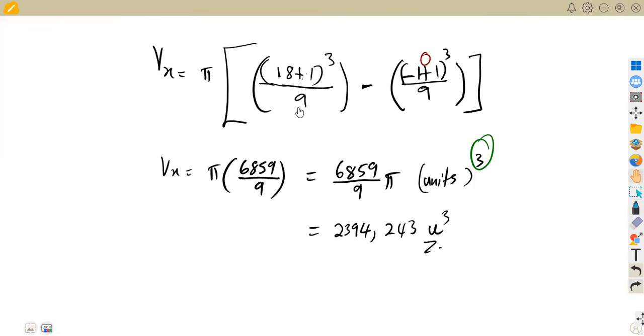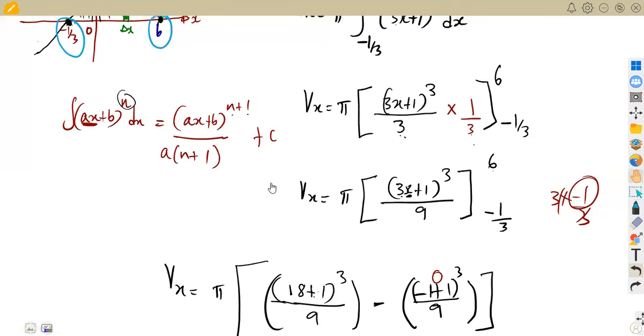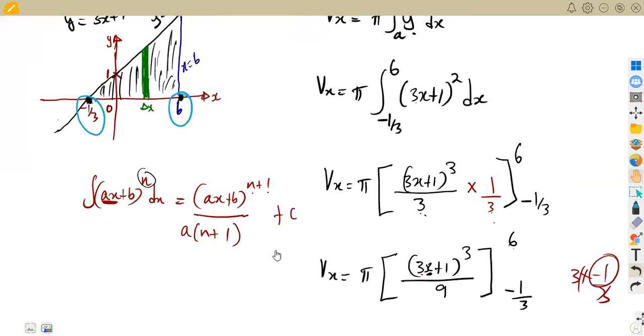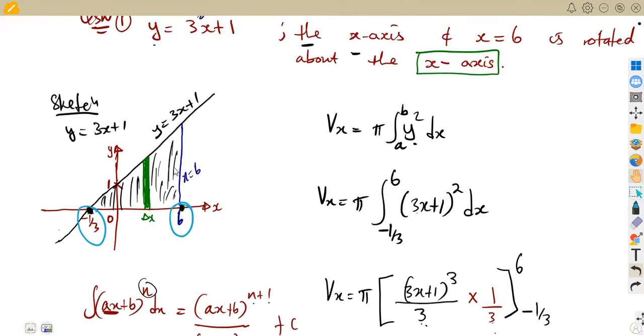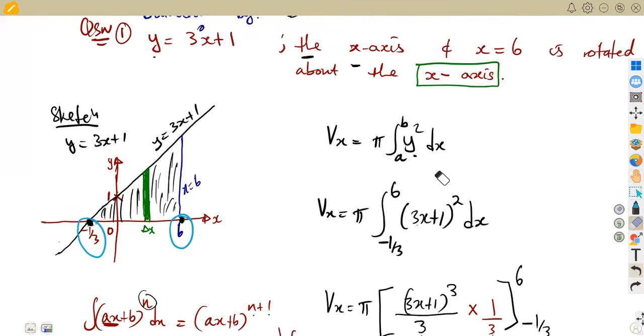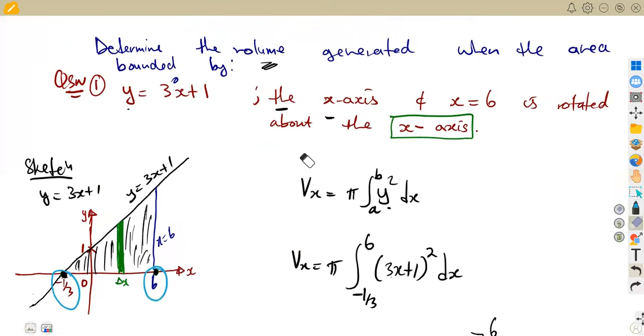All right, so this is how we can calculate our volume when we are just given a curve and the reference axis. In this case, we are working with the x-axis as our reference axis. All right, so let us consider another question, this time with the y-axis as our reference axis.